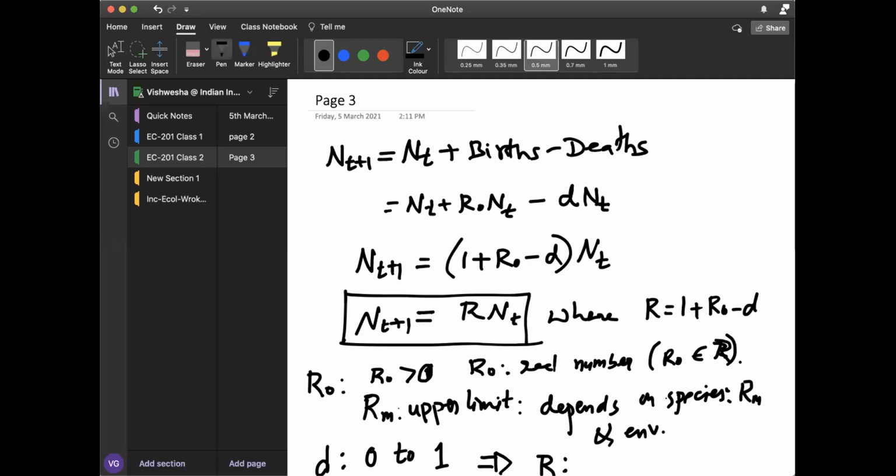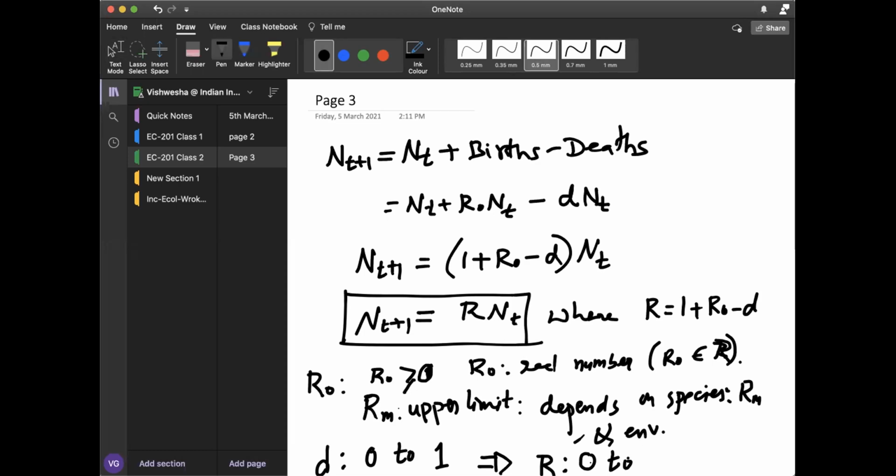So R can go from, what's the minimum value R can take? Minimum value is when R0 is minimum and D is maximum, right? So R0 minimum is 0, whereas D maximum is 1. So in which case it will be 1 plus 0 minus 1. We just said R0 will be strictly greater than 0 initially. So R can also be only strictly greater than 0, right? Is that fine? Okay, then it's fine.